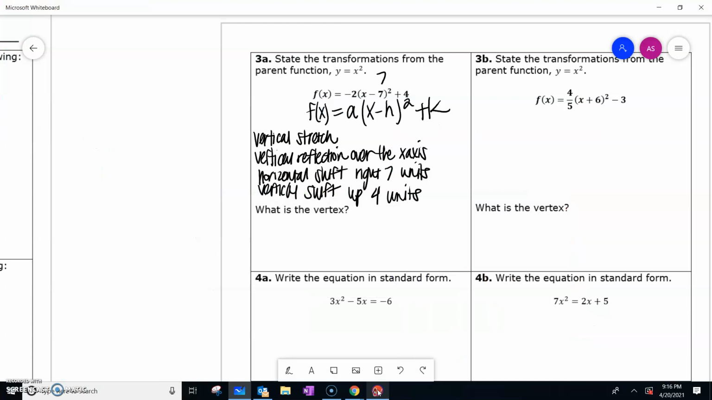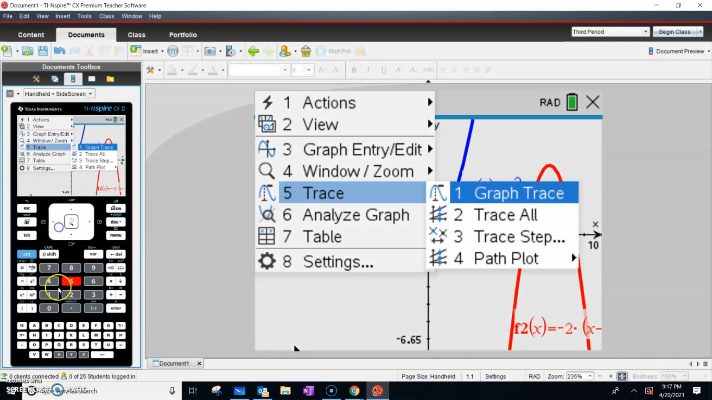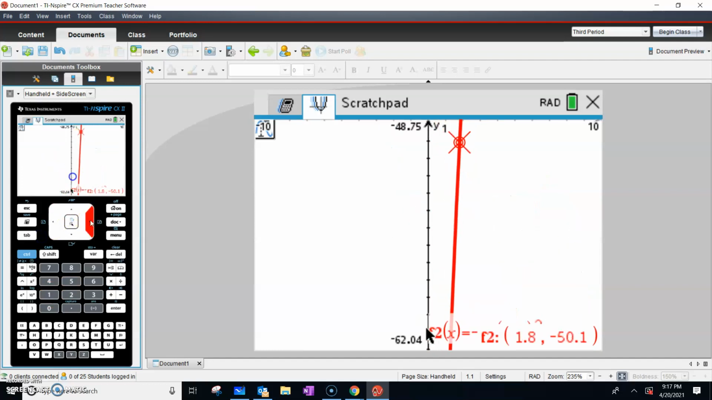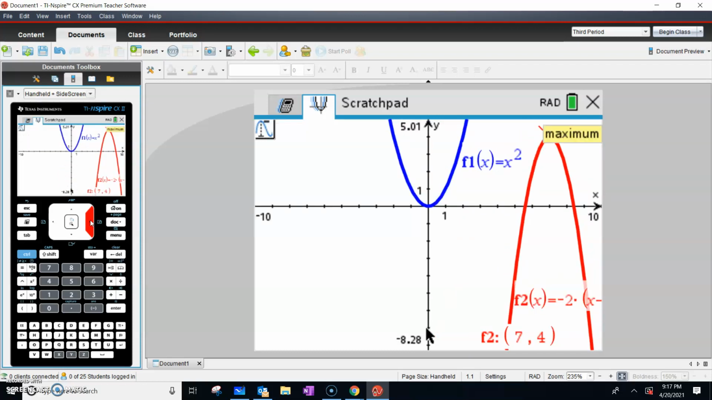Okay, now when it comes to the vertex, we give you the vertex in the problem, which is your h and k. Remember, we said that our h is the opposite because we have a negative, so that h value is going to be 7 and our k value is going to be 4. So our vertex is (7, 4). And again, you can also trace that in the calculator. So I can say menu 5, 1. I'm going to press up to go to the red one, and I'm going to trace. It's just going to take a little while, but here we are. And there's our (7, 4).